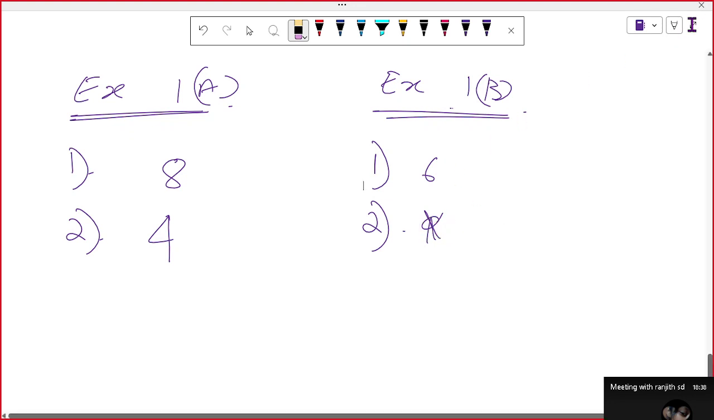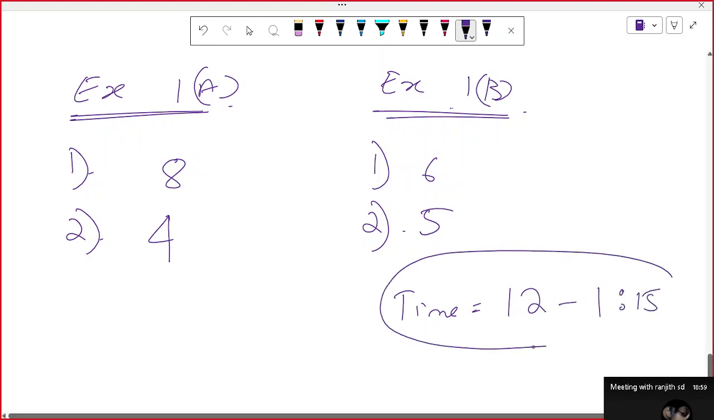These are the questions for homework. We'll start construction. And tomorrow, the tuition timings. Take down tomorrow's timings, 12 to 1:15.